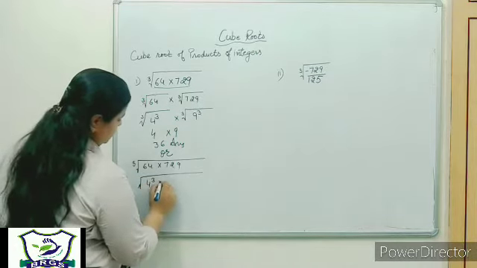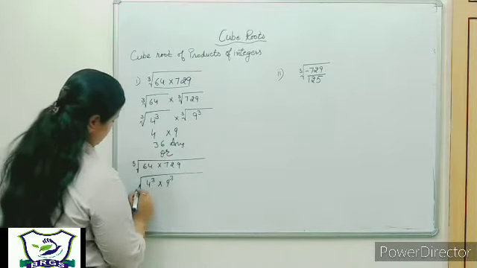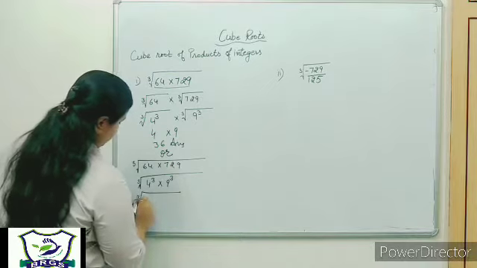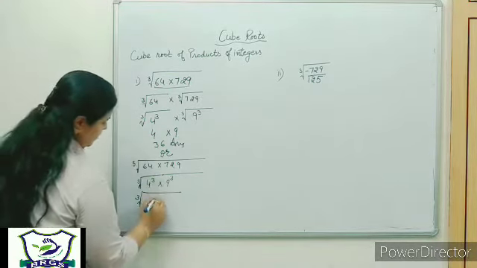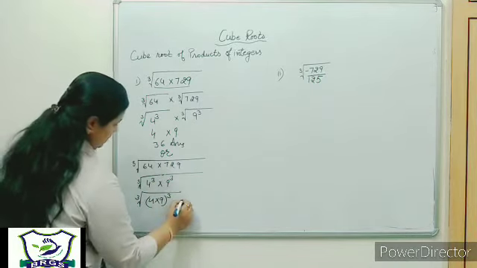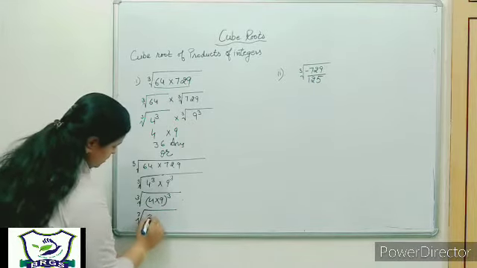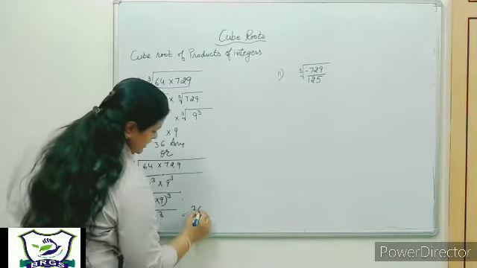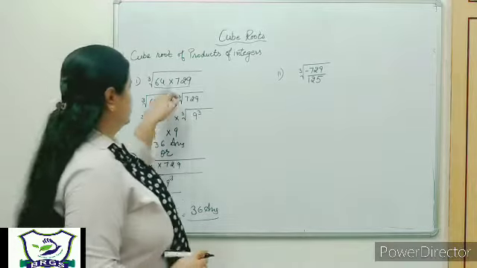64 is cube of 4, 729 is cube of 9. So it will be... you have done powers and exponents. When they are same exponents and multiplication sign in between, you can write like this. So it will be 36 cube. Cube and cube will be cancelled, and your answer is 36. Clear? Now this was the product.